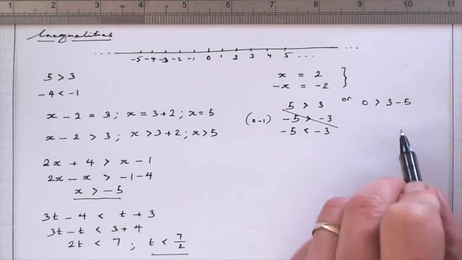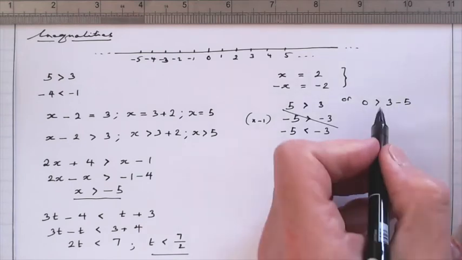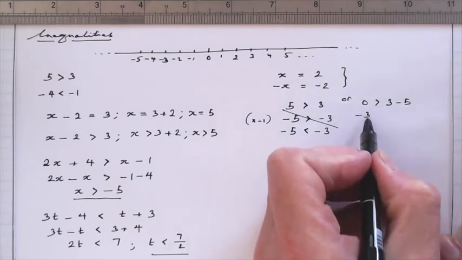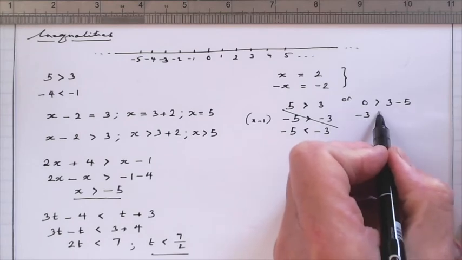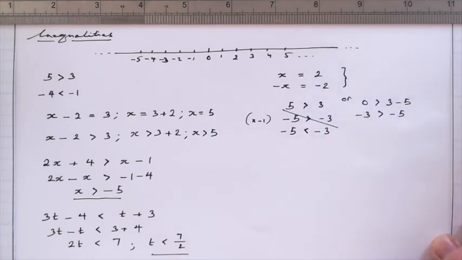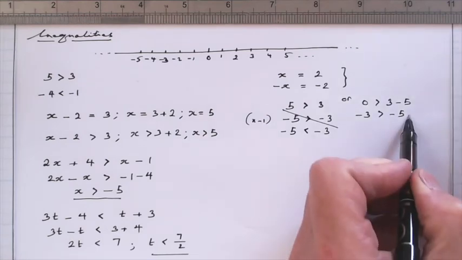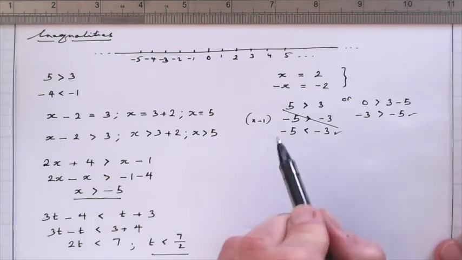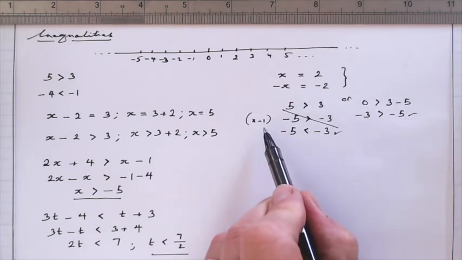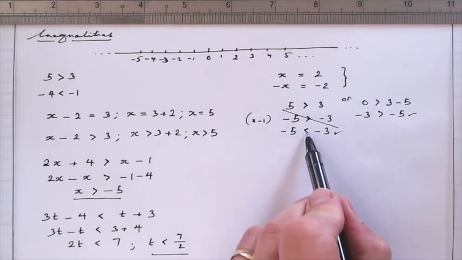And then you could have said, let me take the 3 across, and it gets a negative sign, and then I would have -3 is greater than -5. And then you see here that if I read it backwards, it says that -5 is less than -3, which is correct. So when we multiply through by -1, we have to remember to flip the sign.